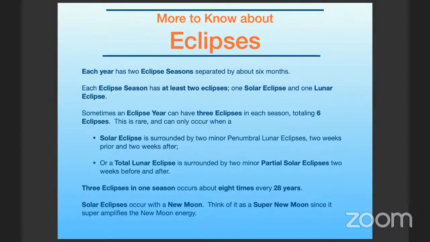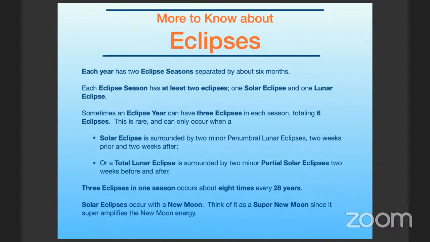Each year has 2 eclipse seasons separated by about 6 months. Each eclipse season has at least 2 eclipses, 1 solar eclipse and 1 lunar eclipse. Sometimes an eclipse season can have 3 eclipses, totaling 6 eclipses in a year. This is rare and only occurs when a solar eclipse is surrounded by 2 minor penumbral lunar eclipses 2 weeks prior and 2 weeks later, or a total lunar eclipse is surrounded by 2 minor partial solar eclipses 2 weeks before and 2 weeks after. 3 eclipses in one season occurs about 8 times every 28 years.